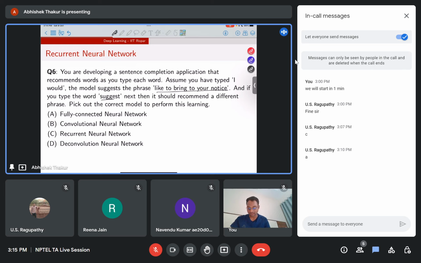The next word prediction is done using the RNN only, as we have already discussed, because CNN is not used for variable length input, it is used for fixed length input only. Here, if we typed I would, the model will suggest the next part, like to bring to your notice. This can be done easily using RNN, which takes the previous input words and predicts the next output words. So this was a very simple question. Any doubt up to here, up to question 6?